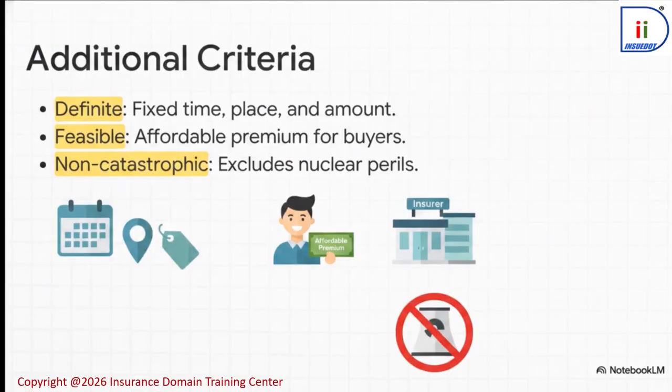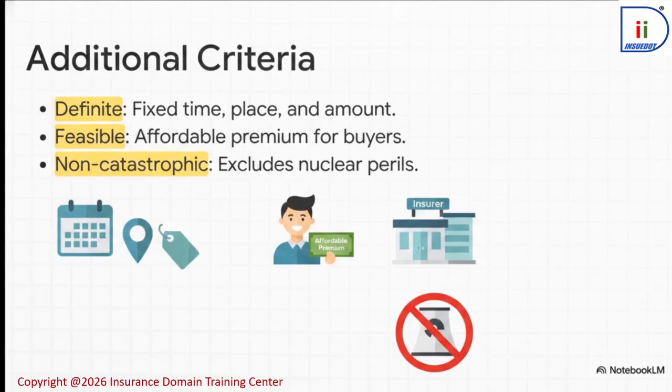No thanks. Rounding out the list, the loss must be absolutely definite in terms of time, place, and amount. And honestly, this is exactly why insurers really dislike covering things like mysterious disappearances. Coverage also needs to be economically feasible for both parties involved. And crucially, this is the make or break requirement.